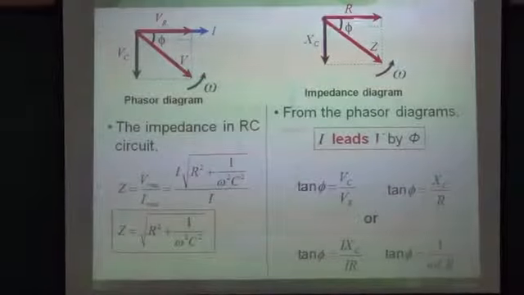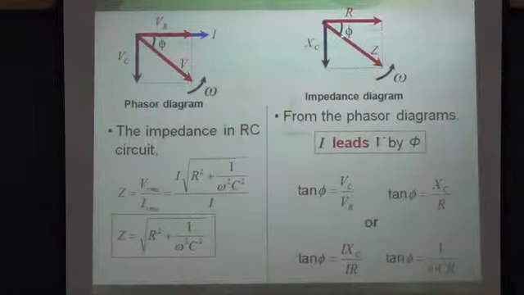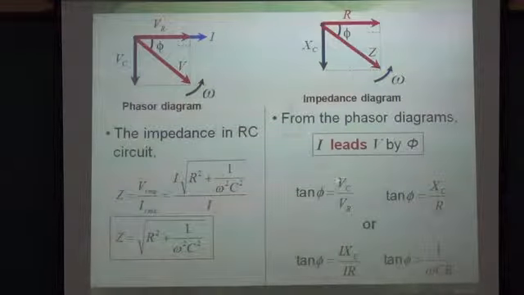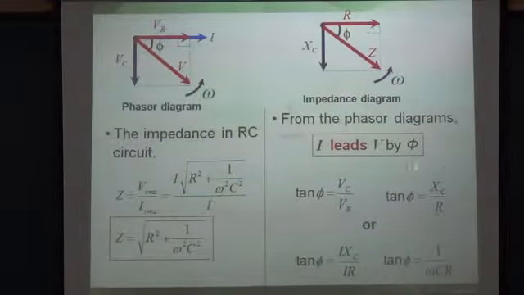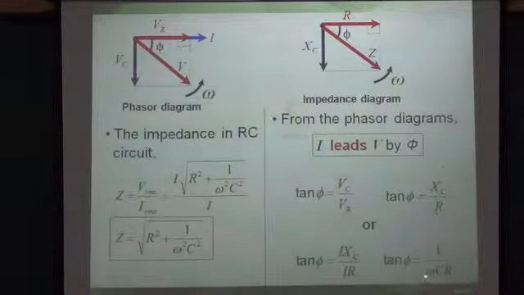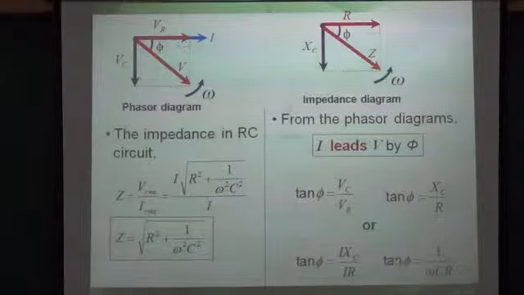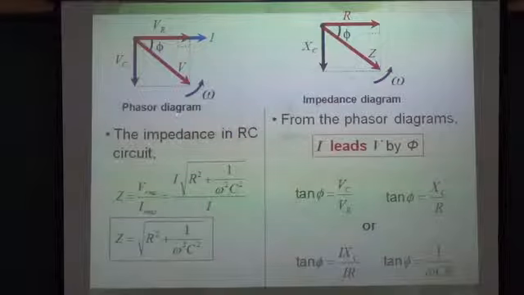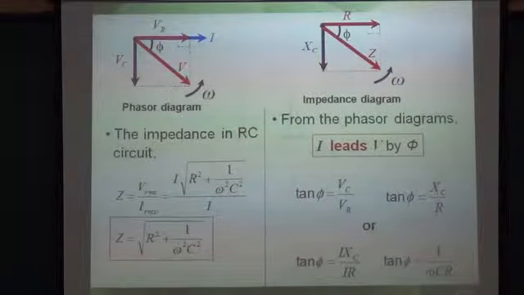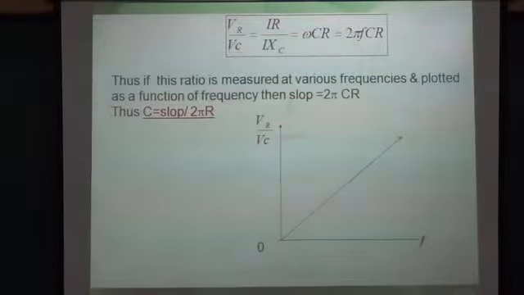You can also calculate the phase angle phi, which is opposite by adjacent. So it is VC by VR, or XC by R. So it's 1 by omega CR. Now these are the two equations. I can use them to find out my unknown value of capacitor, and also I can find out the value of phase phi. And that is what you are going to do in the experiment.